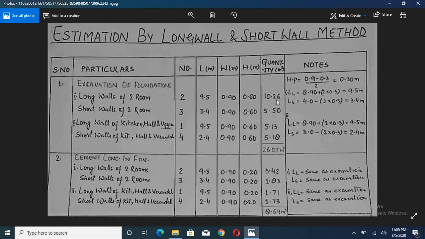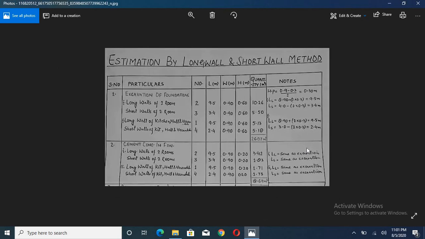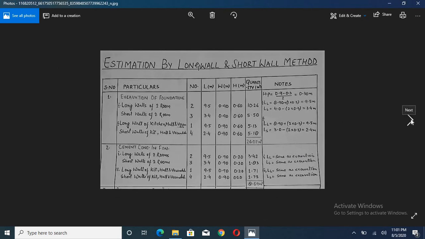Now we are going to talk about the short wall. Listen, I have taken a long time on this one. Why a long time? Because if you get the concept of this one, then you can easily calculate the cement concrete in foundation, because look, the lengths are the same, the width is also the same, only the height is different. It is clear from the figure up to what height we are going to do PCC. Okay, now talk about the short wall.